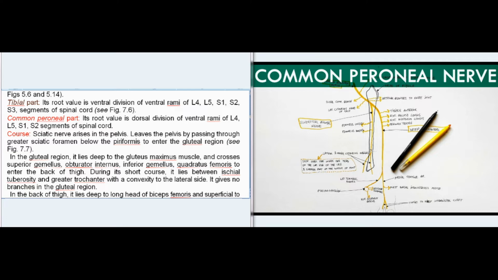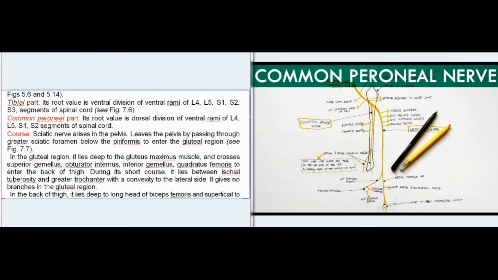Course: sciatic nerve arises in the pelvis. It leaves the pelvis by passing through greater sciatic foramen below the piriformis to enter the gluteal region, see Fig 7.7. In the gluteal region, it lies deep to the gluteus maximus muscle, and crosses superior gemellus, obturator internus, inferior gemellus, quadratus femoris to enter the back of thigh.